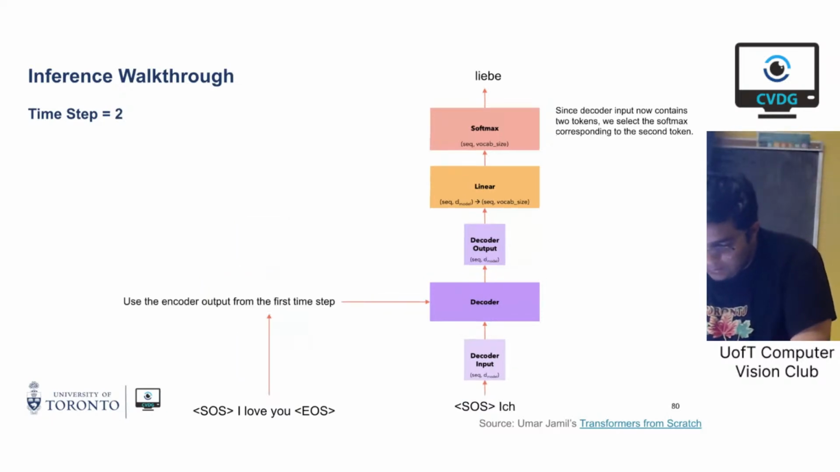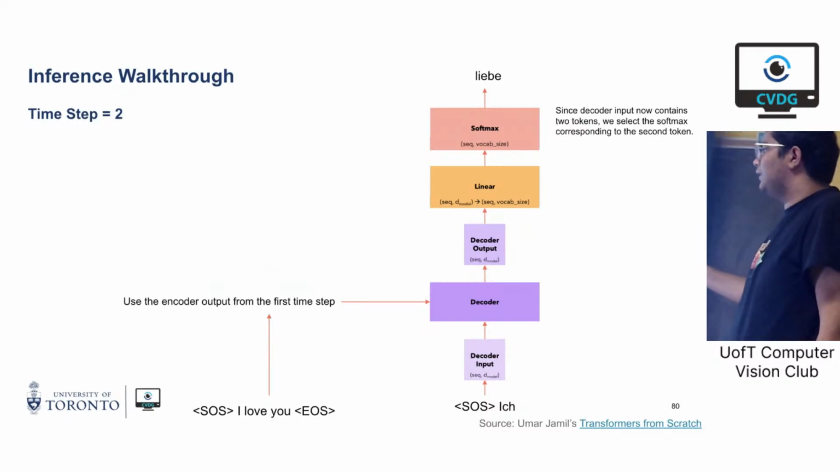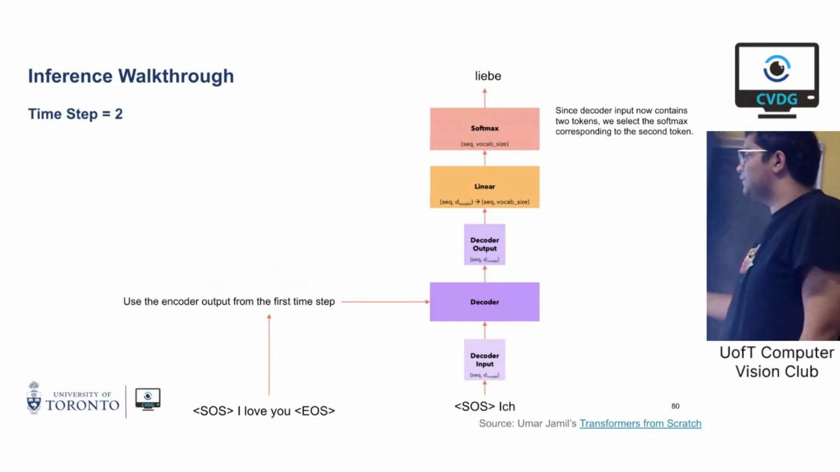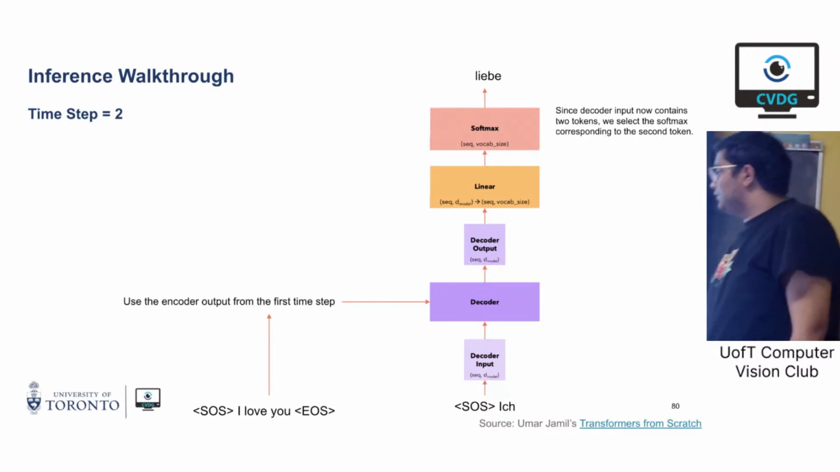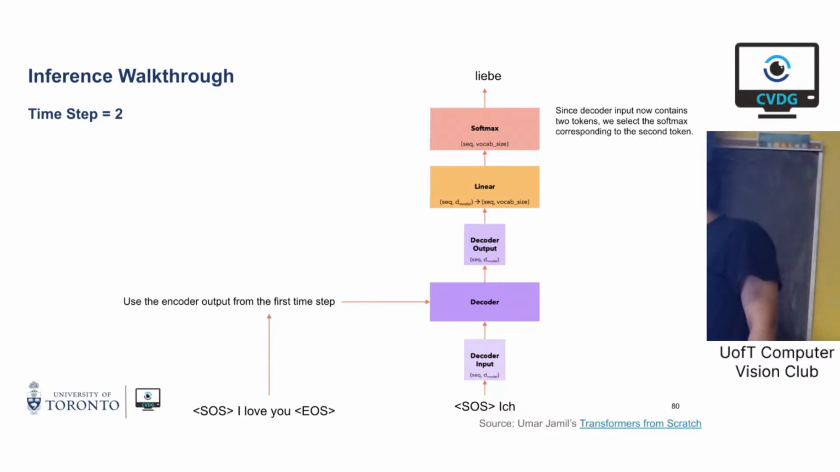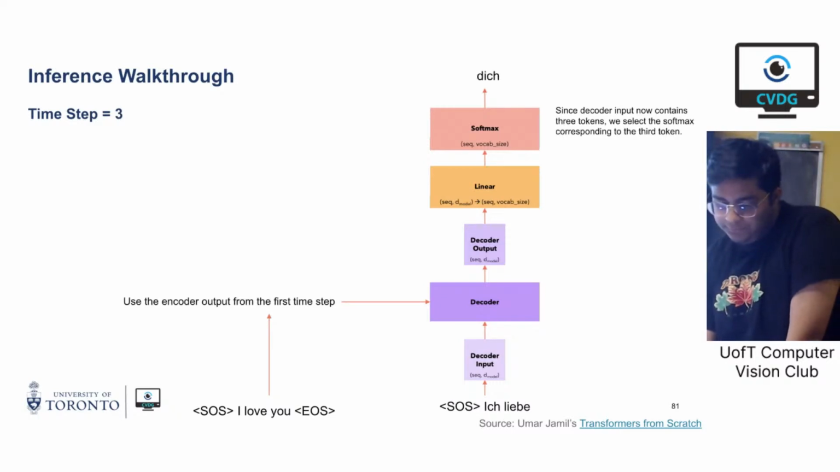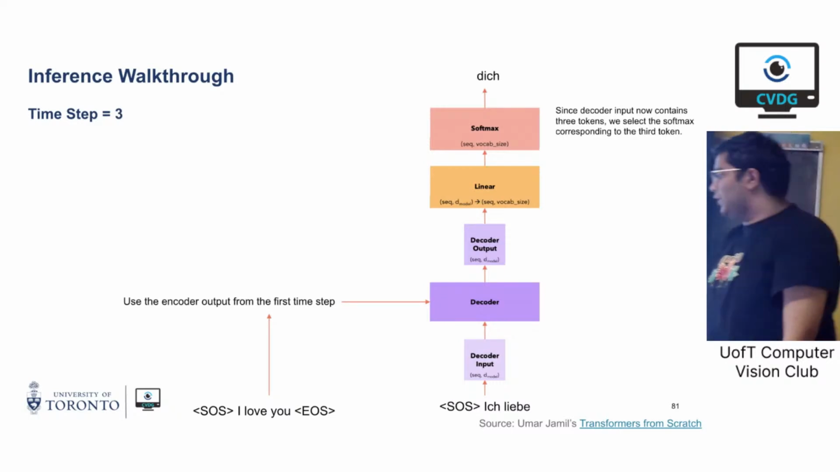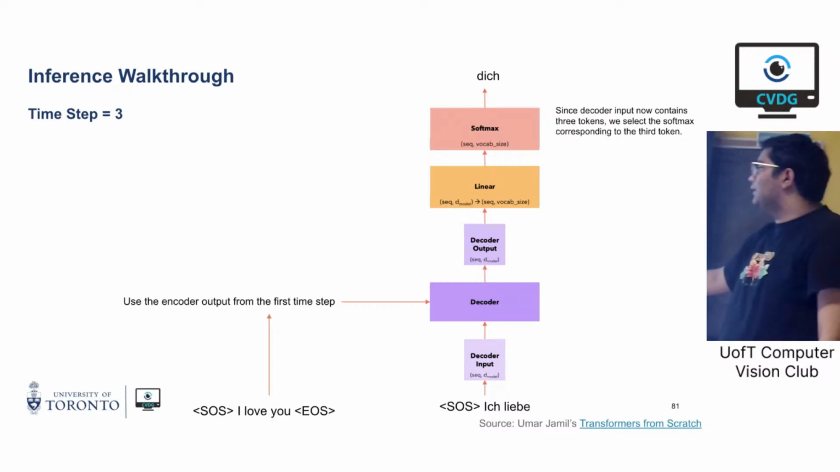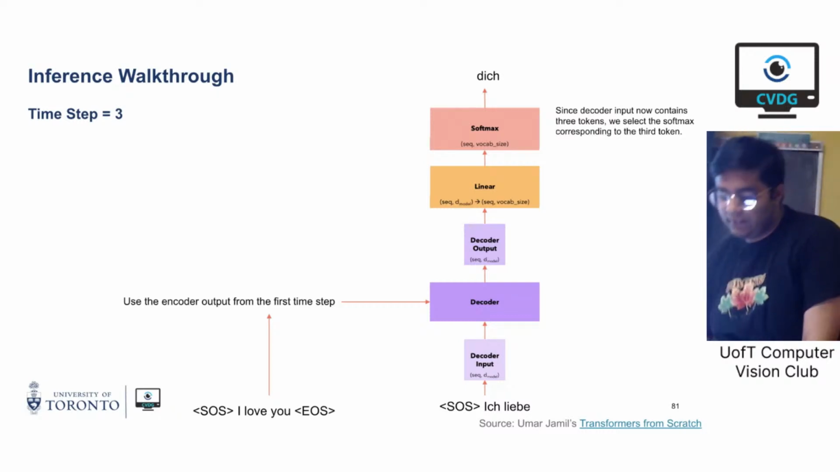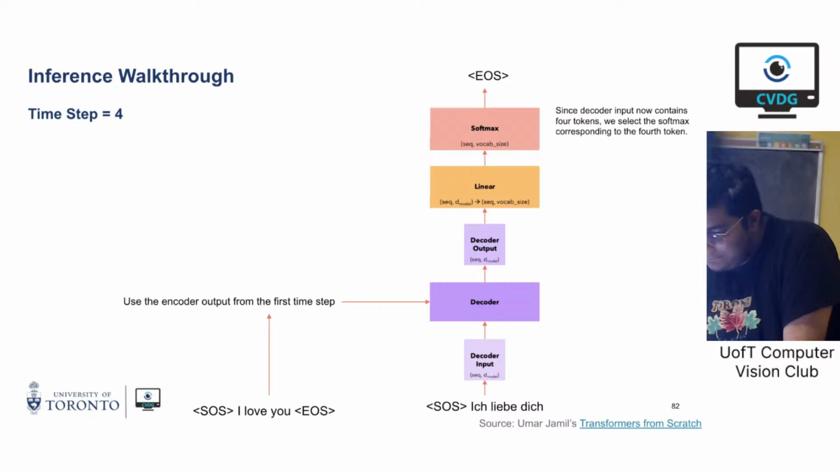After that, for the second time step, I don't run the encoder block again. I just use the same encoder output from the first step because the input is the same. But this time I change the output to contain SOS as well as "ich," so that it now predicts the second word. And for the third time step, I change the output to "ich" and "liebe," and it can predict the last word, which is "dich." And finally, I give that full sentence and it learns to predict the end of sentence token.